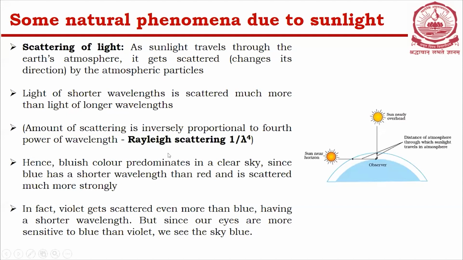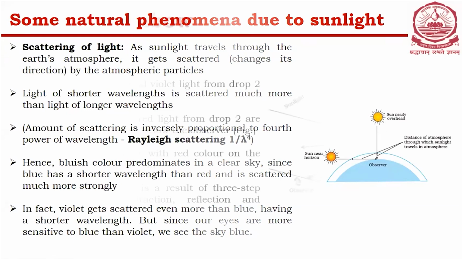That is the reason for the predominance of the bluish color in the clear sky. So why does the sky appear blue? Because blue light scatters more when compared to red light. Similarly, in the case of sunset or sunrise, the sky appears reddish. There also, that is because of scattering. So you know why it is.